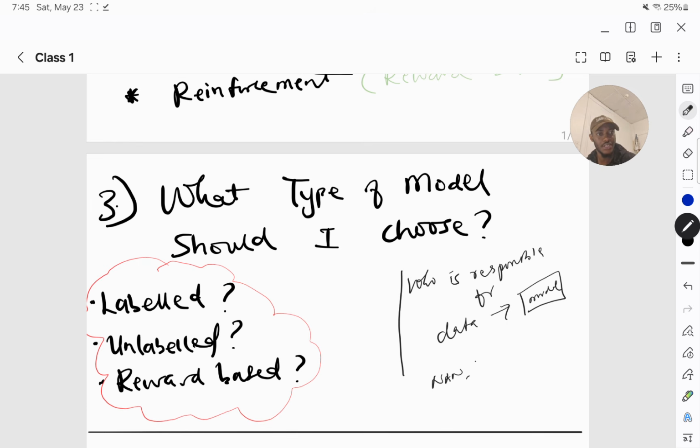So the data engineer within the machine learning process, or within the MLOps phase, is responsible for pre-processing, making sure that the data is clean before it's fed to the model.